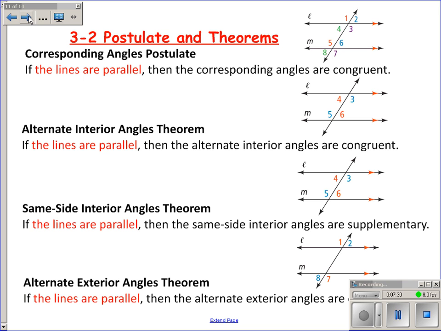Now here's a summary of the postulate and the 3 theorems that we talked about in this section. Okay, again, they always start off with the lines are parallel. The lines must be parallel for us to make these conclusions.